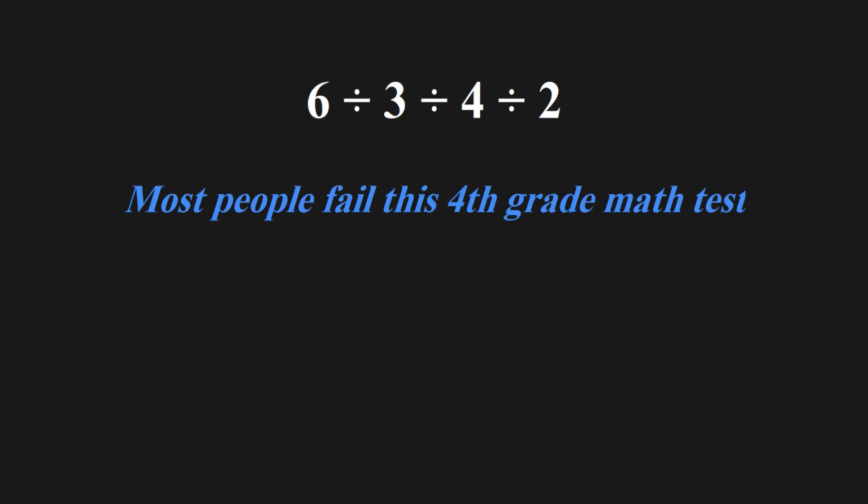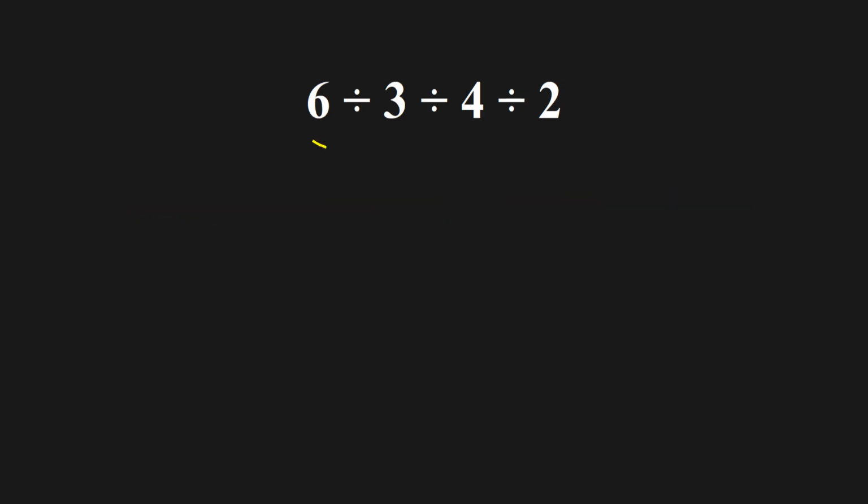In this personal episode, 6 divided by 3 equals 2 and 4 divided by 2 equals 2. Now we have this problem, 2 divided by 2 which equals 1. But this answer is not correct because according to the order of operations we must do this division, then this division, and at last this division.